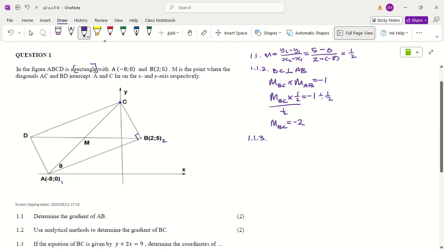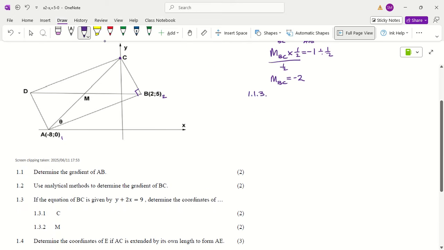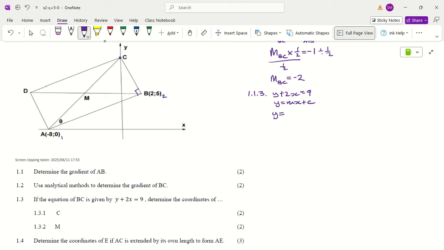1.1.3, we are asked that if the equation of BC is y plus 2x is equal to 9, determine the coordinates of C and M. If you look at the equation y plus 2x is equal to 9, it's not in standard form, because in standard form we must have y equals mx plus c. So we leave y on the left hand side and take 2x to the other side, which becomes y equals -2x plus 9. Then we have a gradient of -2 and a y-intercept of +9.